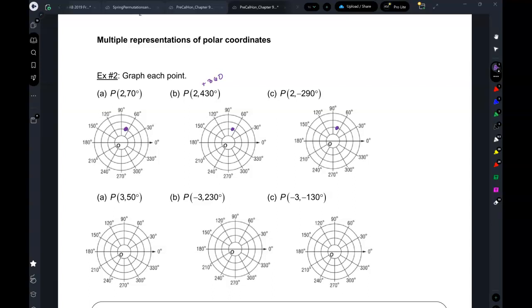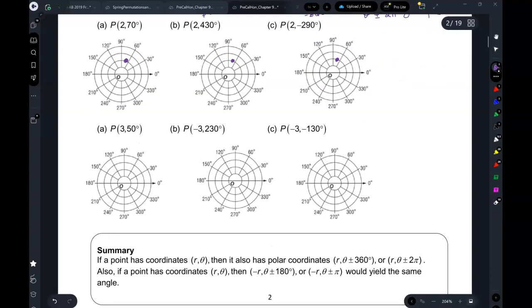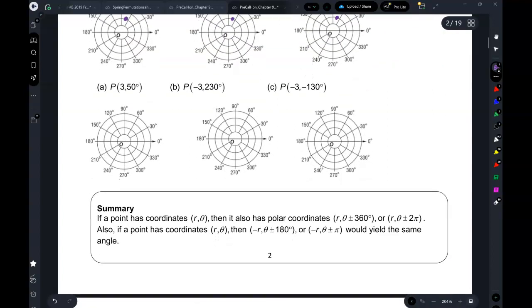So what have we done now? Minus 360 from the original. So what does that tell you? If you have theta and you do theta plus or minus 360, or theta plus or minus 2 pi, that gives you the same position if you keep the radius the same. You all know this, right? Okay, so here, 3 comma 50. We go over to 50, which is right over here, and we go out 1, 2, 3. Here.